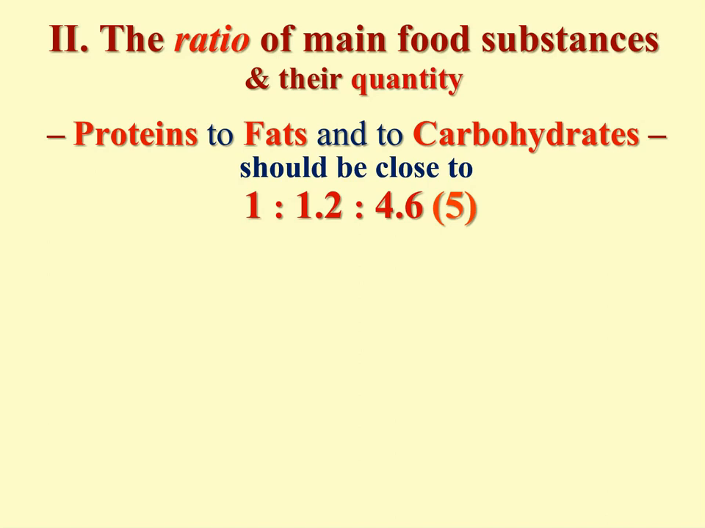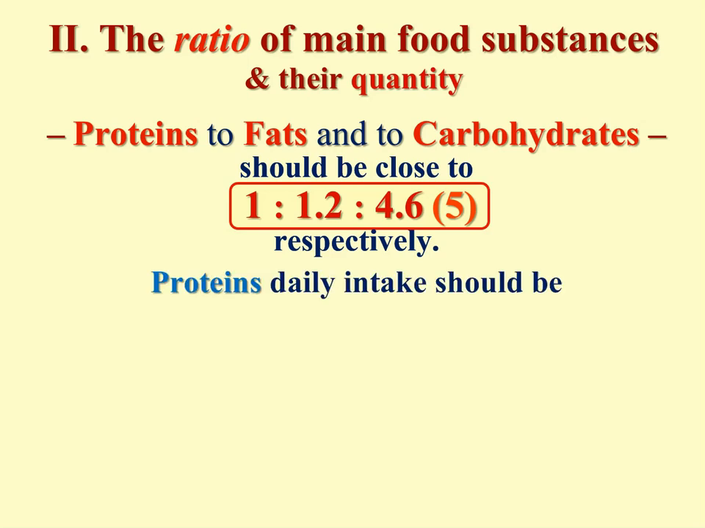In some sources it can be 4.6 and in some sources up to 5 in this ratio. So with protein amount taken as 1, it's 1.2 for fats and up to 5 for carbohydrates, respectively. This ratio you should also remember. On the basis of this ratio, we can easily calculate the amount of fats and carbohydrates necessary per day if we know the amount of proteins necessary for a day.